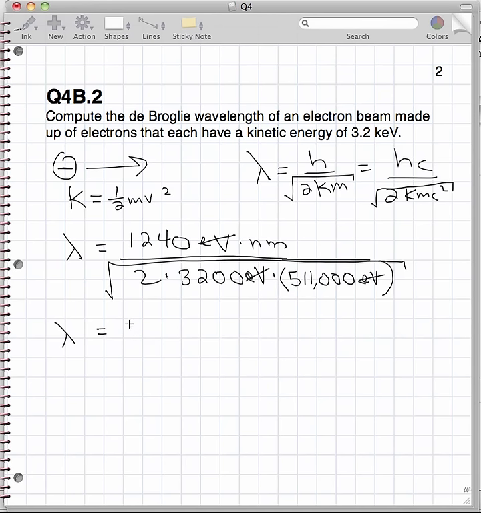And then when I do the multiplication, I get 0.022 nanometers. So my electrons in this beam have a wavelength of 0.022 nanometers, which is very small.